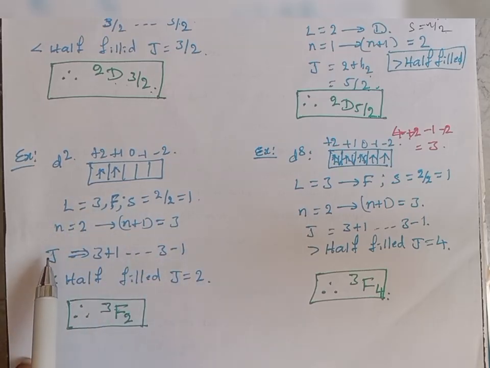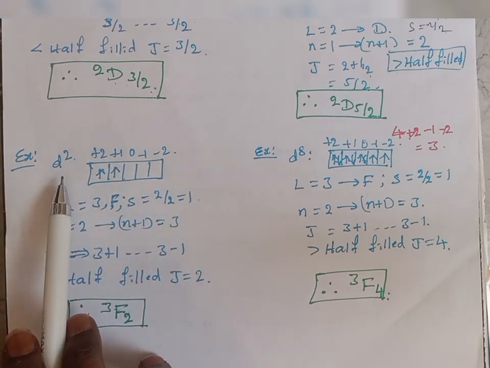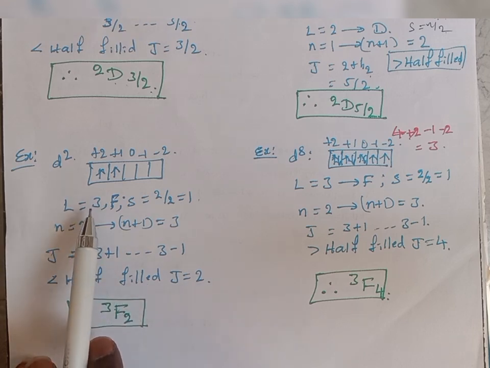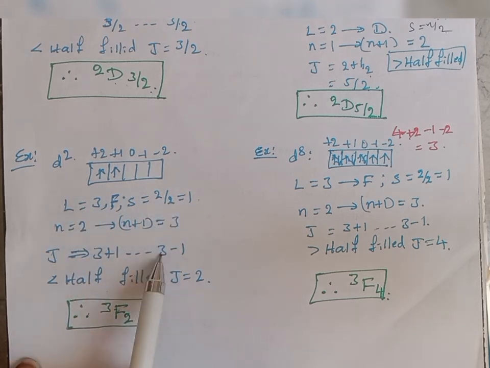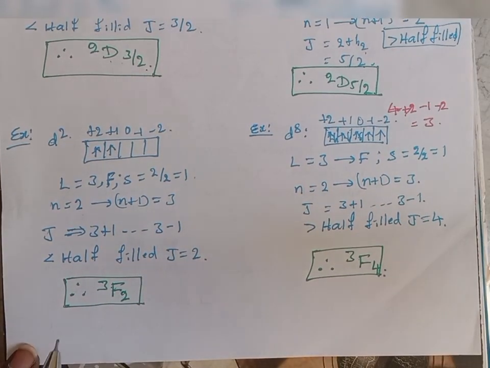And we require the J values, right? So J values will be L plus S to L minus S. So it is D2, a less than half filled configuration. So we consider the lowest J value, that is L minus S, as the ground state term. So L plus S, 3 plus 1, to 3 minus 1, so 3 minus 1 is 2. The lowest J value will be considered as the ground state term. So the term is 3F2.